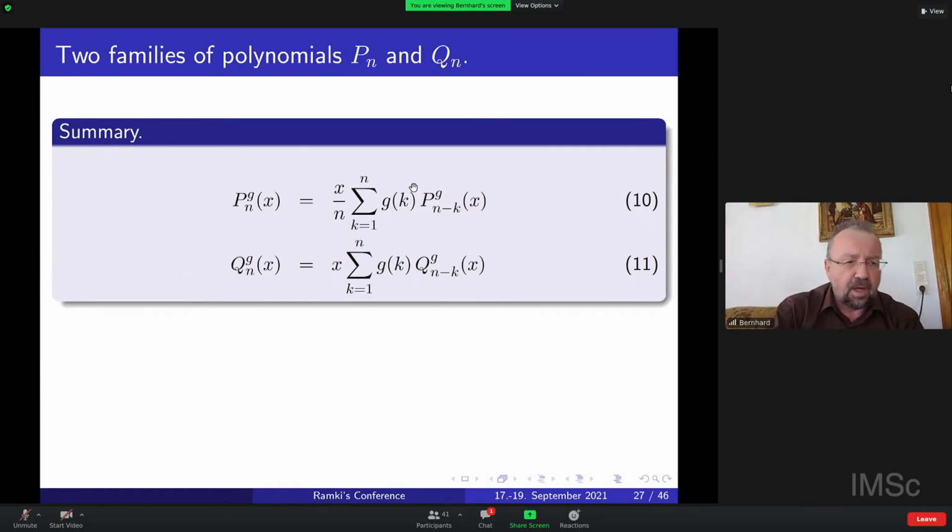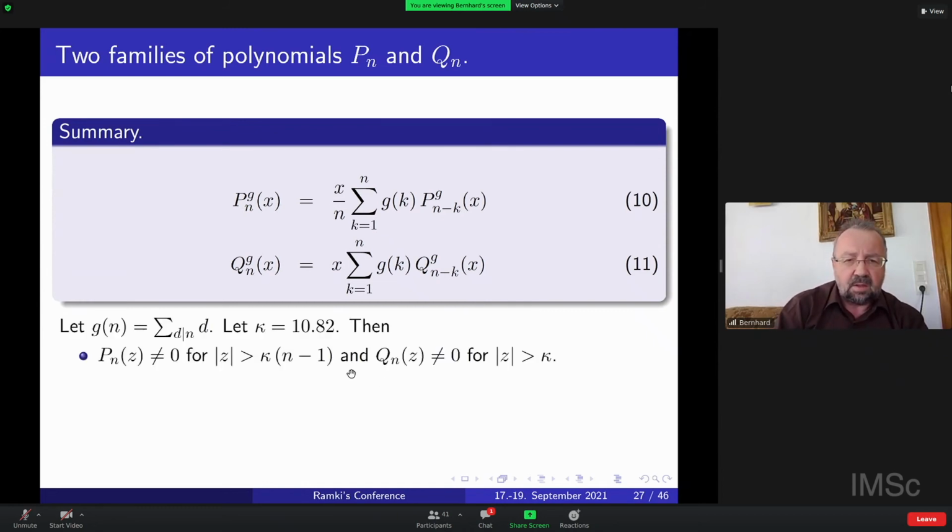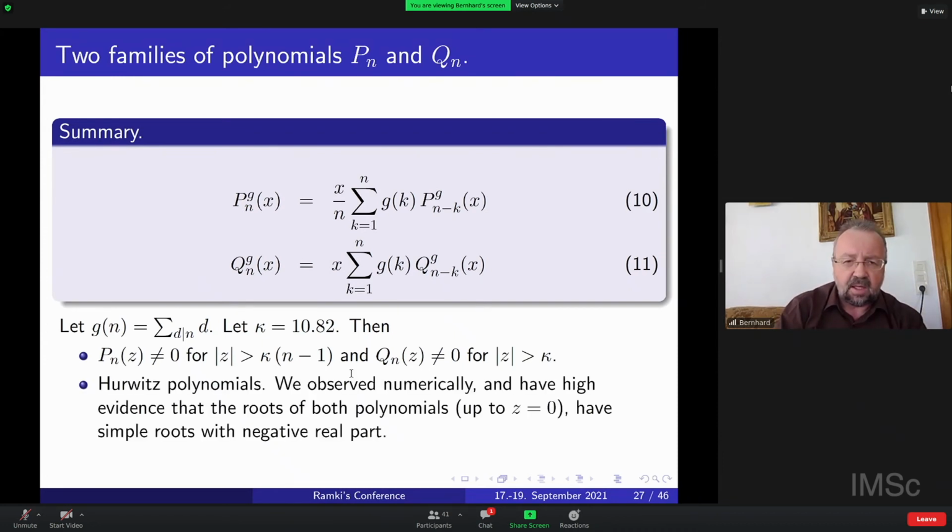So to summarize, this is the recursion formula for the P polynomial. This is for the Q. And it's possible to write down formulas for the coefficients and also a transformation formula between the coefficients. They have the same kappa for the Hurwitz condition and the non-vanishing, at least numerically. I mean, it does not say that when we have the true barrier, that's the same kappa. And actually, it's not quite true, but they are very close. Then this Hurwitz property we claim as a conjecture should be true.